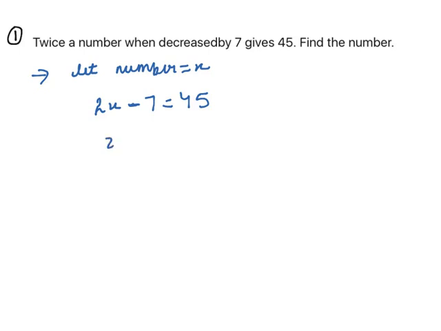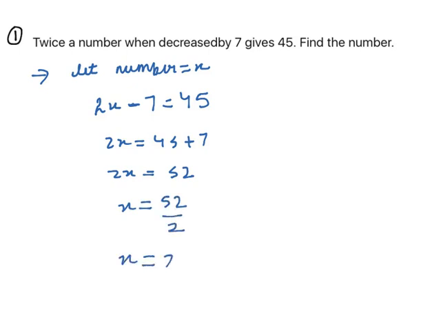So what we will do, 2x equals 45 plus 7. So 2x equals 52. x equals 52 divided by 2. It will give us 26. So these are the steps that we have to follow while solving the application of equations.